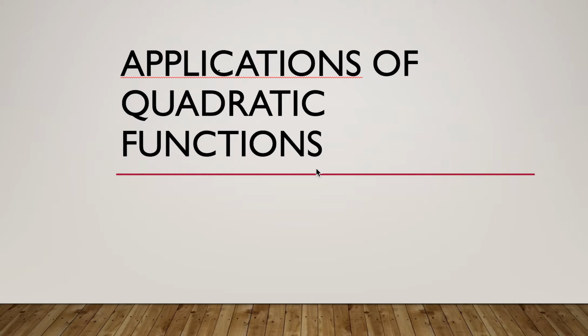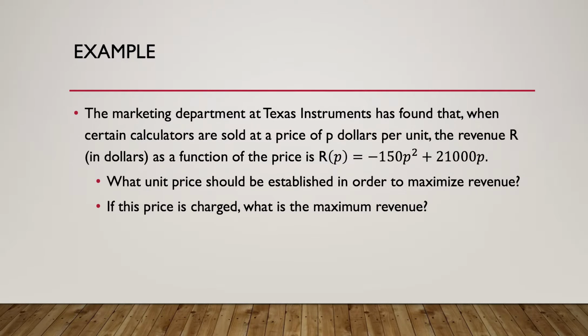So we're now going to look at several applications involving quadratic functions. We'll begin with an example that says the marketing department at Texas Instruments has found that when certain calculators are sold at a price of P dollars per unit, the revenue R in dollars as a function of the price is R of P is equal to negative 150 P squared plus 21,000 P.